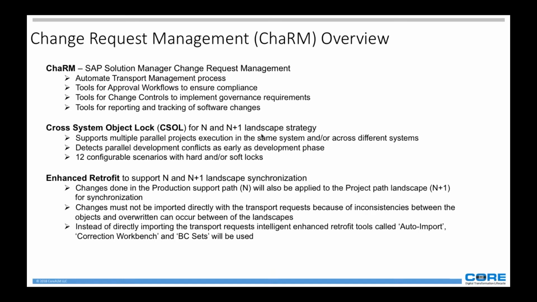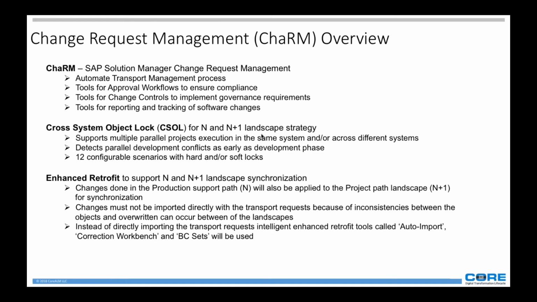So when we talk about Charm, this slide has a lot of information, but I'm going to go very high level on each of those features. Charm is the tool for you to manage your change in a properly controlled way, so that you have traceability, visibility, control and approvals. That's change request management. Some of the features Charm offers is cross-system object locking. If you have multiple projects and multiple lanes, how do you make sure people are not stepping on each other, not overwriting each other's code? That's what it is for.